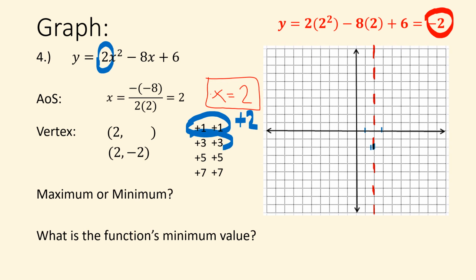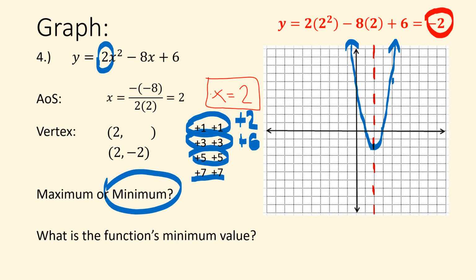Next step, doing the pattern twice. This time we go up 6. So from that point that we were just at, now we move up 6. Now we are here. Next step, if we did another one, we would go up 10, then up 14, then up 18, etc. This parabola has a minimum, and the minimum value is negative 2.